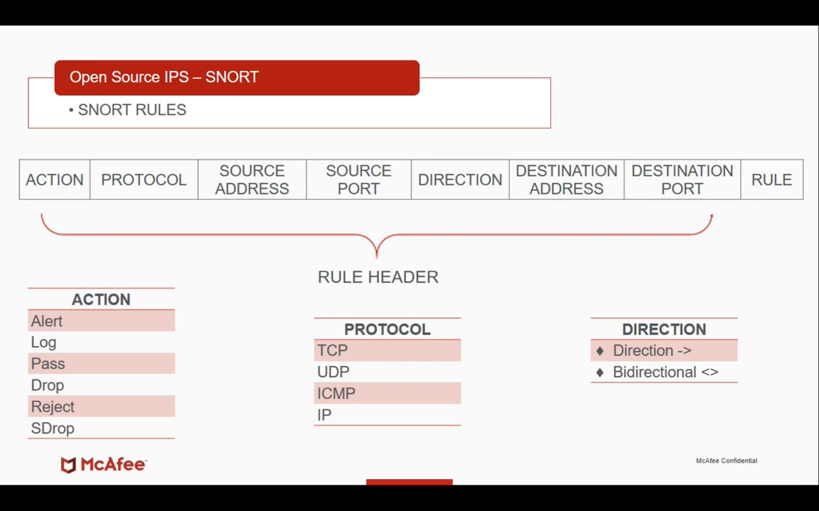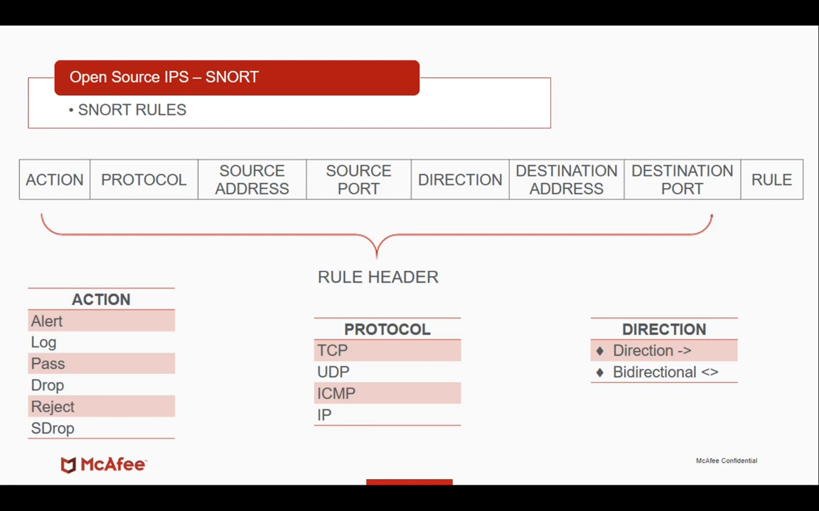Reject basically means after blocking and logging the traffic, also send a TCP reset packet back to the source so that they also know that the traffic was blocked. And the last is SDROP, which basically means block or stop the traffic, but do not make a log entry. After specifying the action to be taken, you also have to specify the protocol, which basically means whether the underlying traffic is TCP-based, UDP-based, ICMP-based, which is your ping commands, or IP-based.